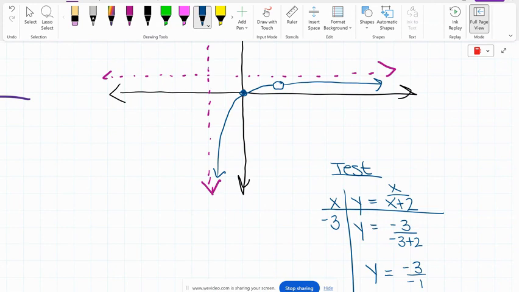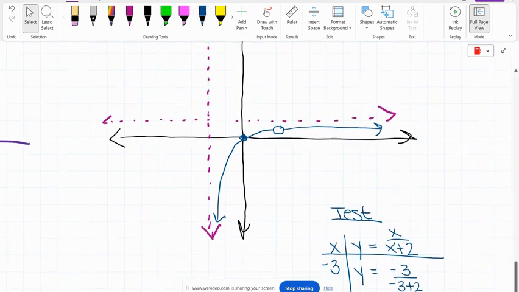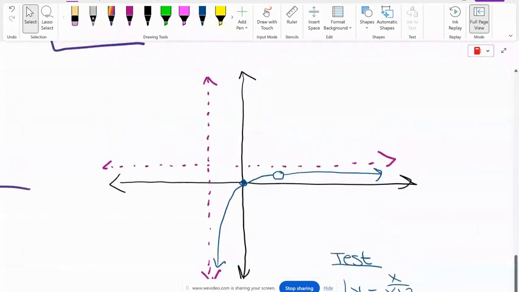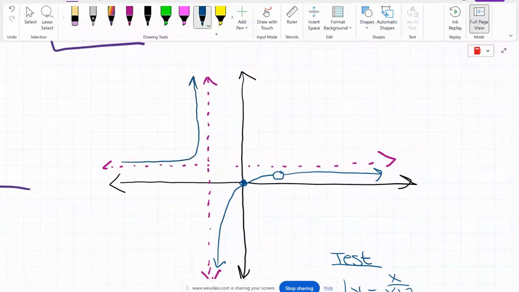So what does that tell us? It tells us I'm going to be up here, right? Since I'm going to be up here, we're using the asymptote. We're letting the asymptotes guide us. And it looks something like that.